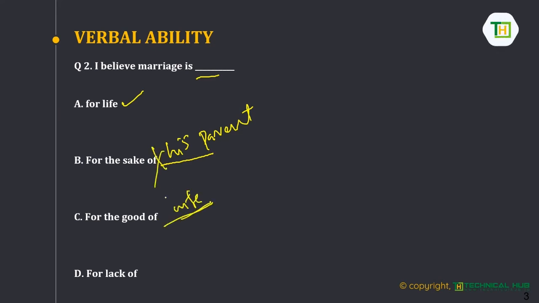You can use this one like this, but it is not at all fitting here. So let us see, for lack of, what is the lack of? I believe marriage is the lack of what? Something else should be there, but nothing is there. That's why we can reject it. So finally, marriage is for life. So what is marriage? For life.